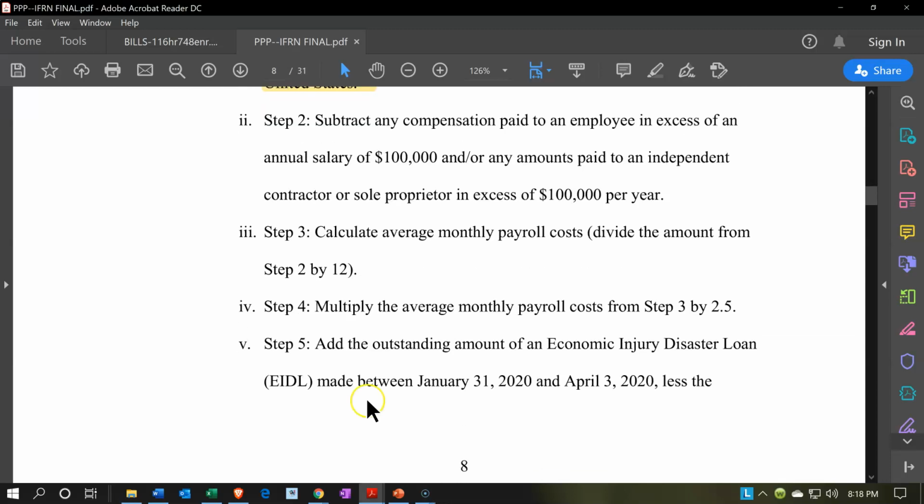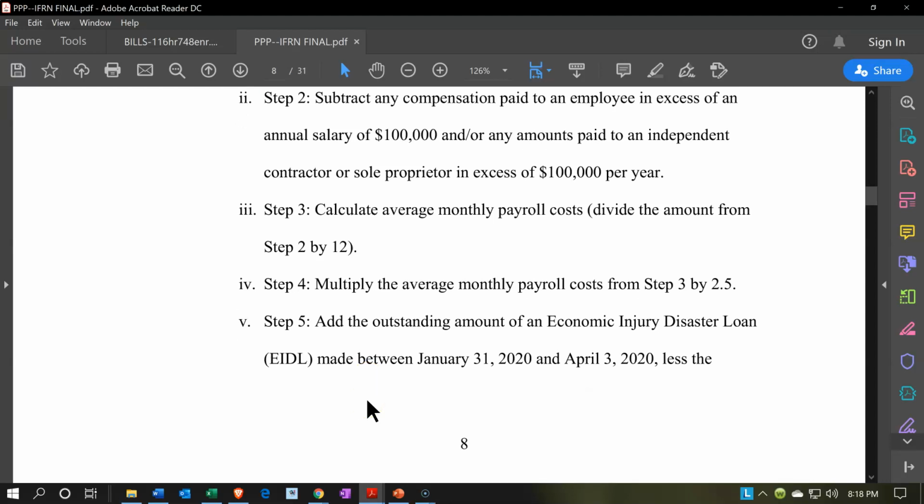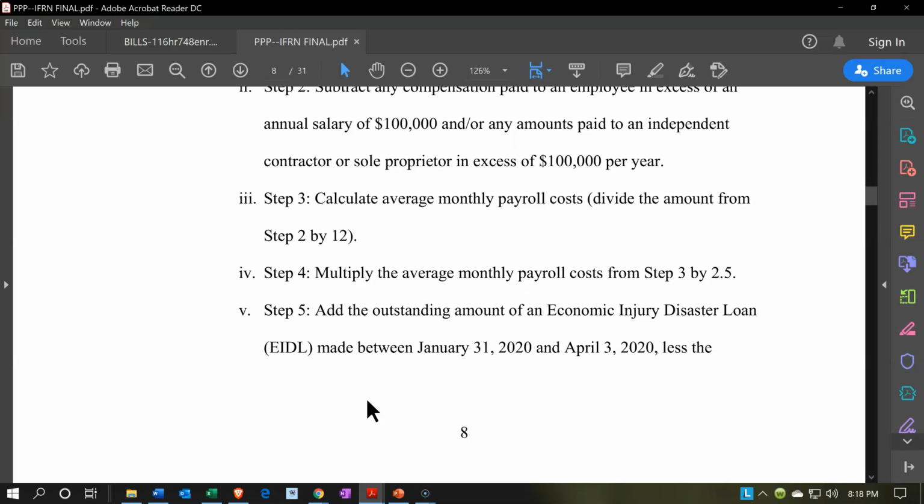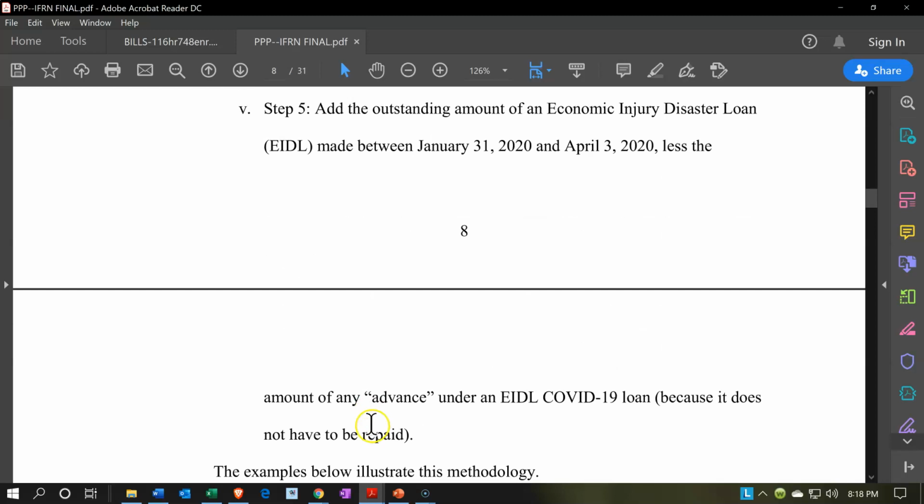And then step 5, add the outstanding amount of the economic injury disaster loan. So if you have an EIDL, so that was the previous loan, then you can add the outstanding balance made between January 31st, 2020 and April 3rd, 2020, less the amount of any advance under the EIDL COVID-19 loan, because it does not have to be repaid. So the advance portion, that up to the 10,000, isn't included here because it's not going to be a part of the loan that you would think would be consolidated here.